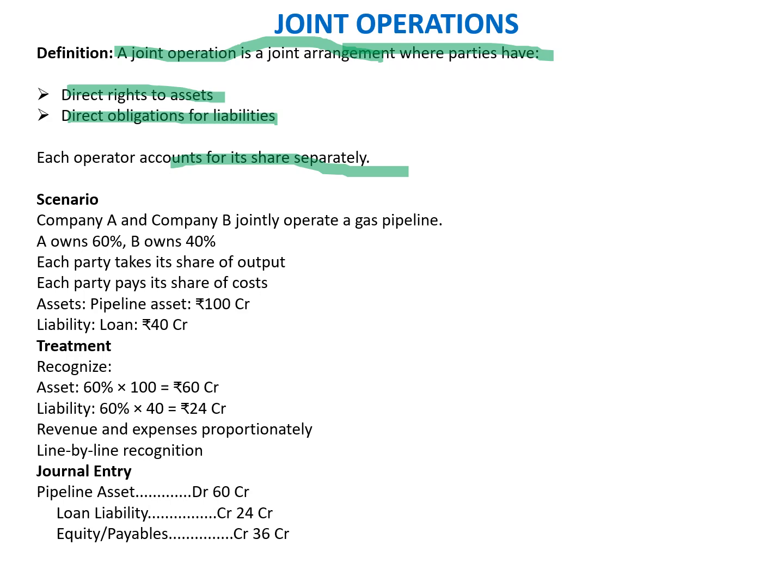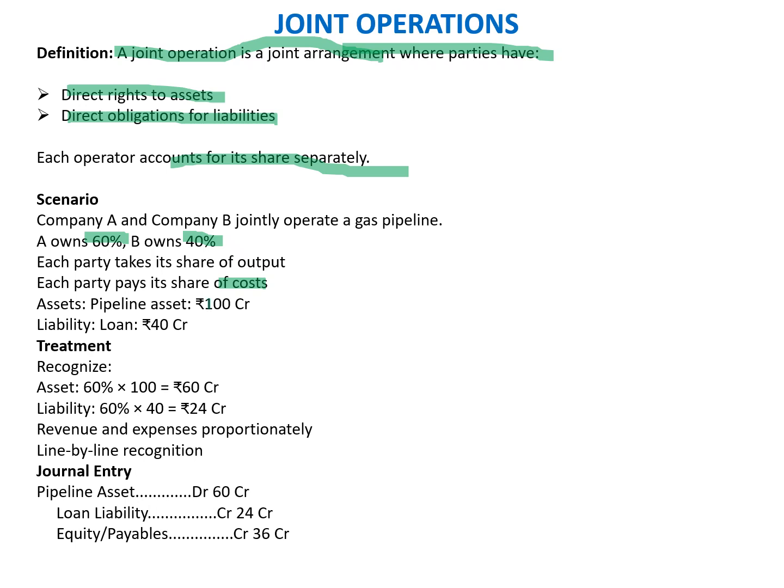then it is a joint operation. So the scenario: company A and company B jointly operate a gas pipeline. Company A owns 60%, company B owns 40%. Each party takes his share of the output. Each party pays his share of the cost. So which means that a separate line item is identified in the joint arrangement, and each party has their share of the output and the share of the cost as well.